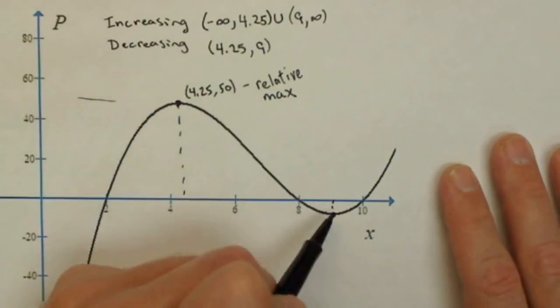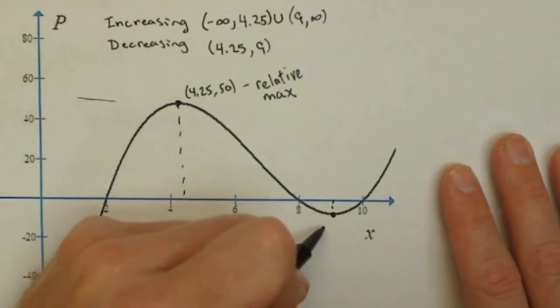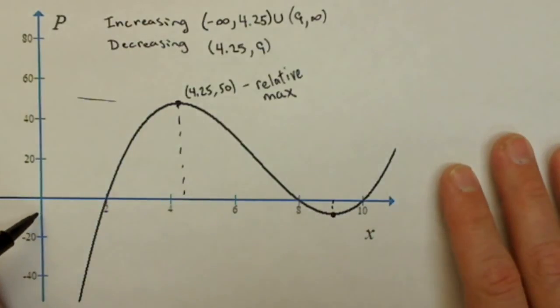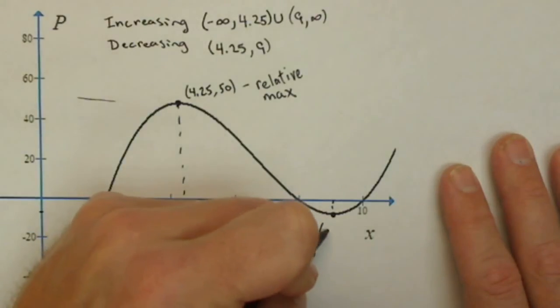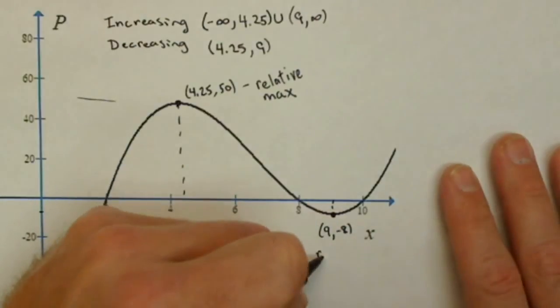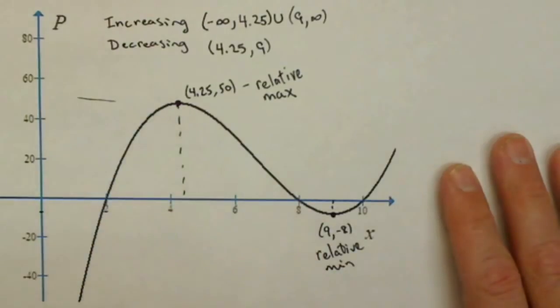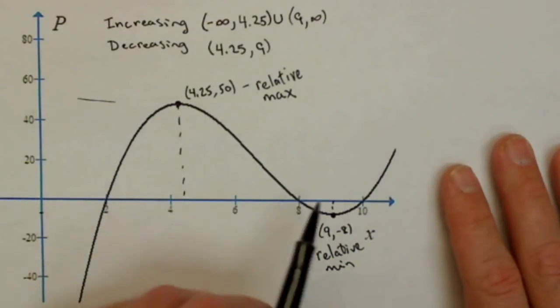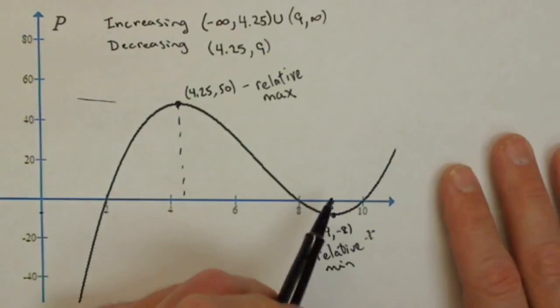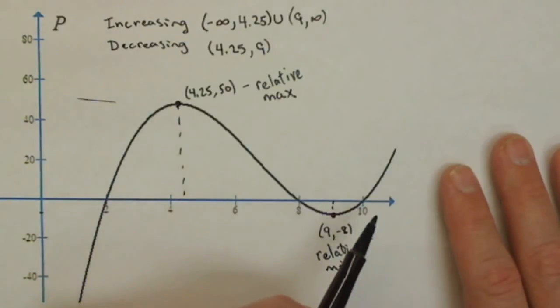That's a relative extrema. This is also a relative extrema, except it's not a relative max. We're at about 9, maybe negative 8. This is what we would call a relative minimum, or a local minimum, because it's minimum locally to the points around it. Or our function went from decreasing to increasing.